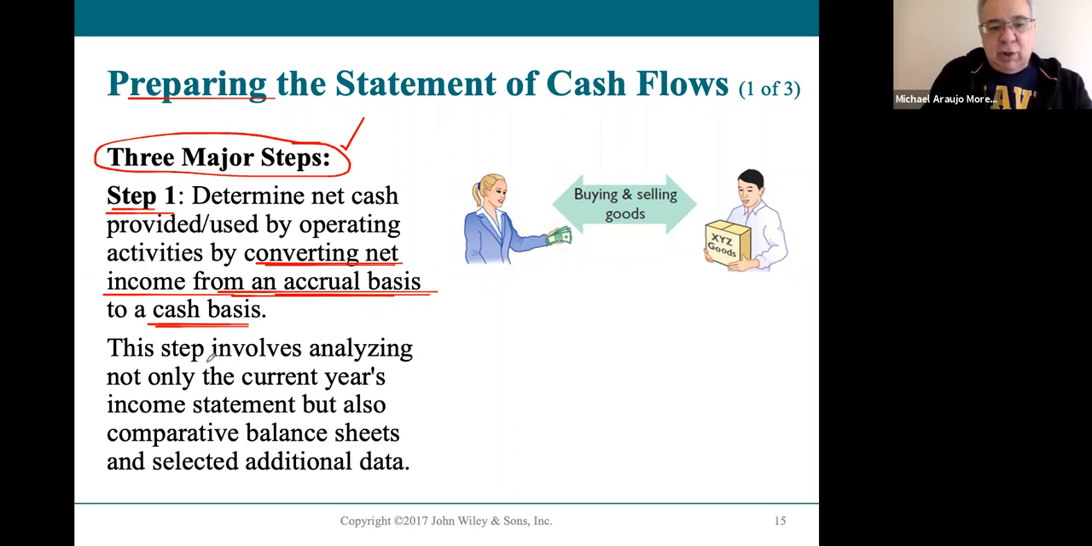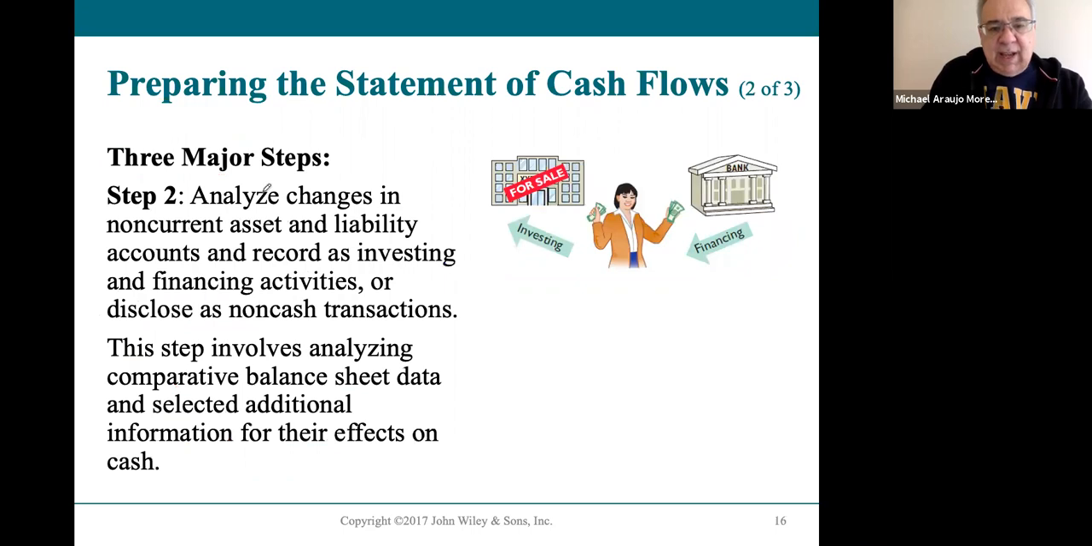Okay. So this step is the most involved. This is why we need the income statement from this year. This is also why we need the data from the balance sheets and other data that we're given. Okay, so this is going to be the most critical piece. After we're done with that, step 2 is relatively more straightforward because we're going to be analyzing changes in asset and liability accounts when we look for investing and financing activities.